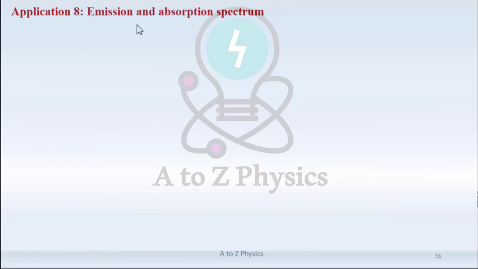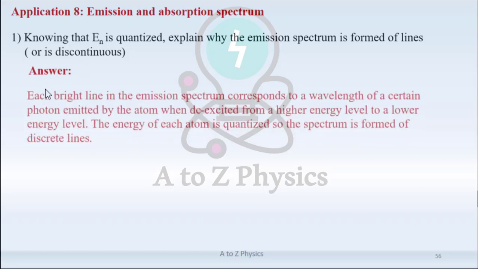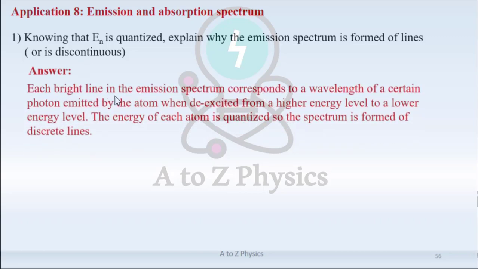Application 8. Emission and absorption spectrum. Knowing that En is quantized, explain why the emission spectrum is formed of lines, or it is discontinuous. Each bright line in the emission spectrum corresponds to a wavelength of a certain photon emitted by the atom when de-excited from a higher energy level to a lower energy level. So the energy of each atom is quantized, so the spectrum is formed of discrete lines.